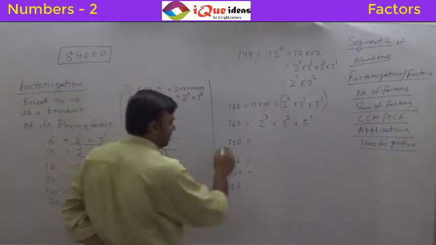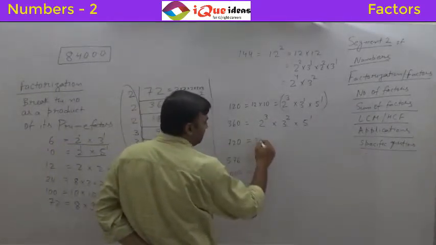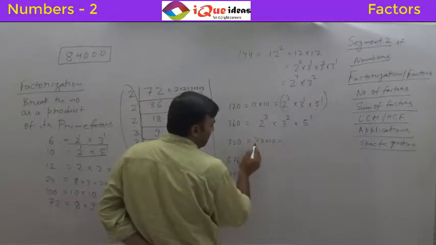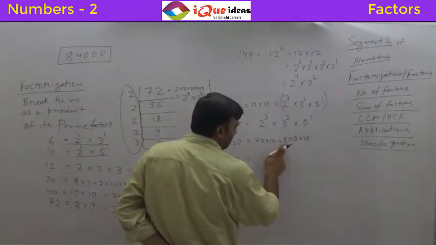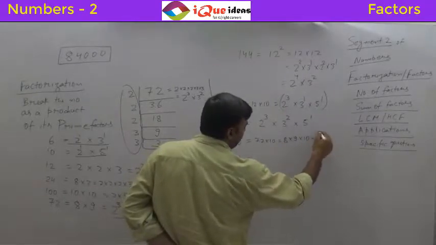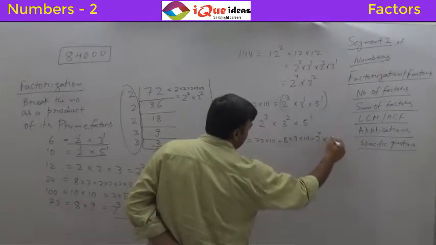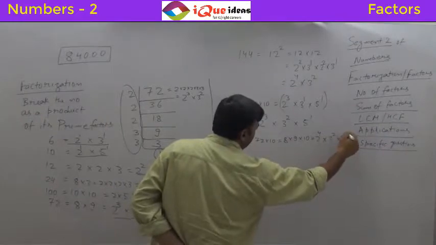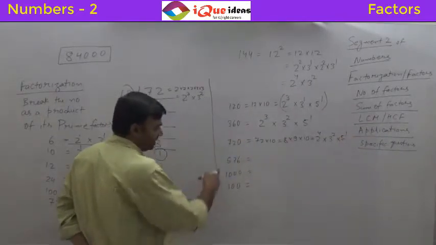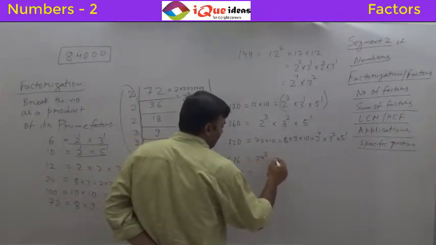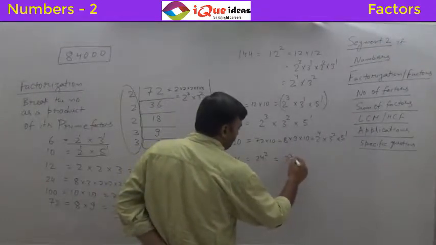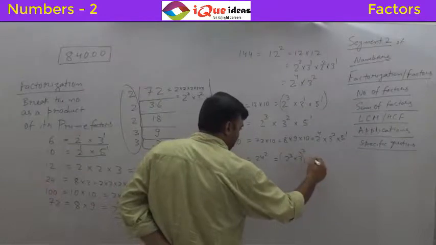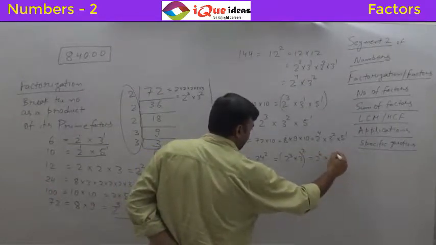So for example, 720. Now it is 72 into 10. 72 can be written as 8 into 9 into 10. Now 2 cube here and 2 here. So it is 2 to the power 4 into 9 is 3 to the power 2 into 5, that is 5 to the power 1. Okay, 576. If you remember, it is 24 square. Now 24 itself is 8 into 3 or 2 cube into 3, whole square of this number. So it is 2 to the power 6 into 3 to the power 2.